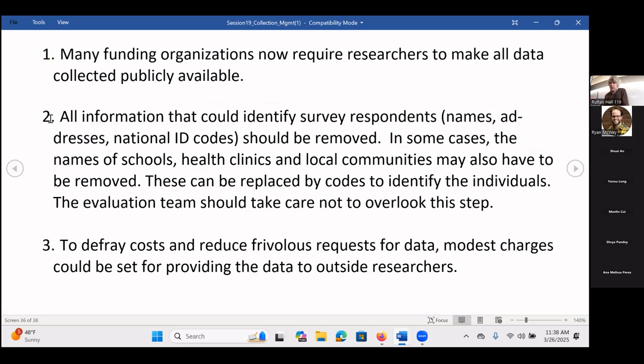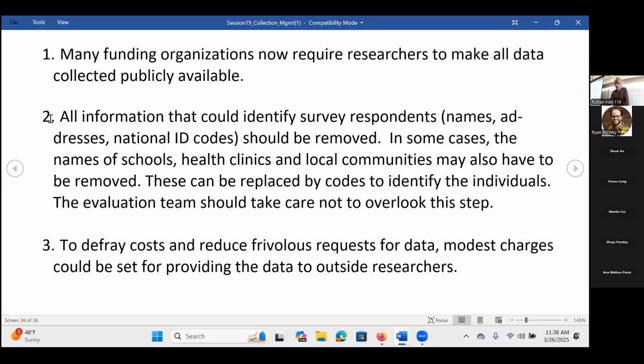You need to remove all the personal identifying information. Exactly what that is: certainly a national ID code or social security number, or the names or addresses, you take that out. But sometimes people even say you need to take out what town this data was collected from, or what village, because that might help people find the people. So that will vary a lot depending on who's funding you and what country you're working in and so forth.